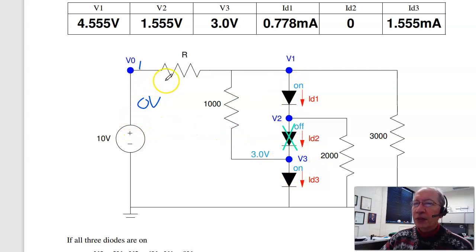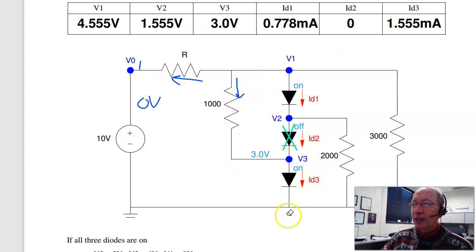As the input goes up, eventually V1 starts increasing. As soon as V1 reaches 3 volts, that'll turn on diode 3, and 3 volts will also turn on diode 1. So let's guess diode 1, diode 3 are on. If they're both on, diode 2 is off, in which case V1 is whatever it takes to make the currents balance.